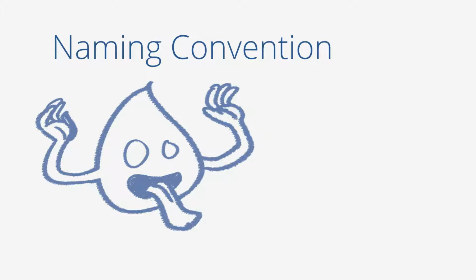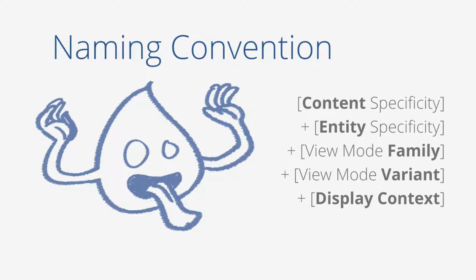So basically, here's a simple naming convention in the form of an equation, and I'm going to carry this through the rest of the slides. Basically, you do content specificity plus entity specificity plus a view mode family, like teaser, plus the view mode variant, short or large, plus the display context, we'll get there in a second.